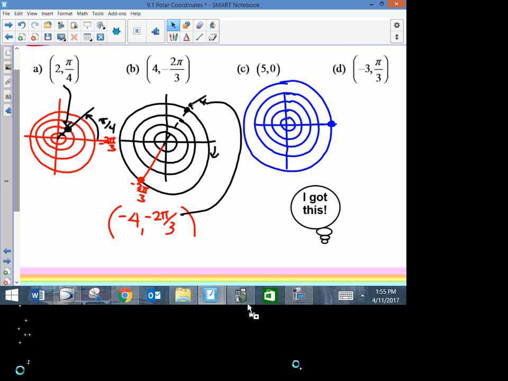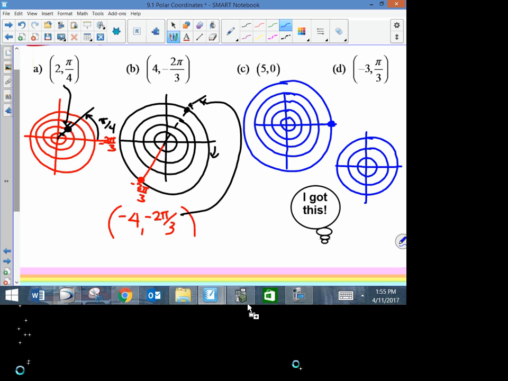What about D? 3. All right. So yeah. Should be in the third quadrant. Yeah. So pi over 3 should be about right here. That's pi over 3, and then back it up 1, 2. Good job. Okay? That makes sense? So that's graphing, plotting points.